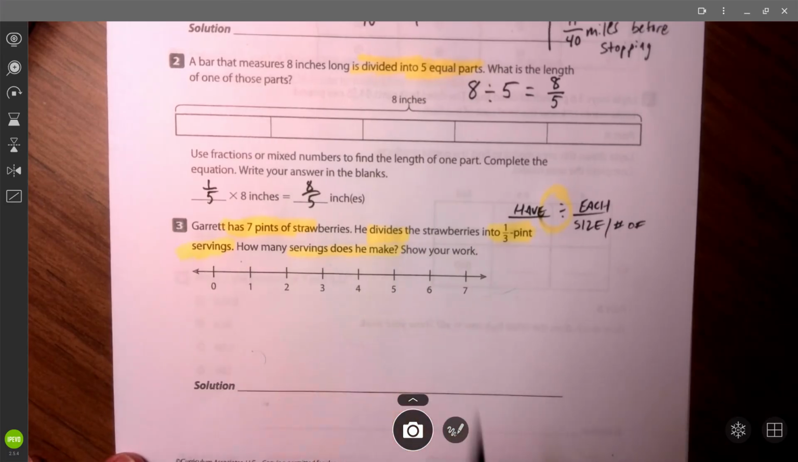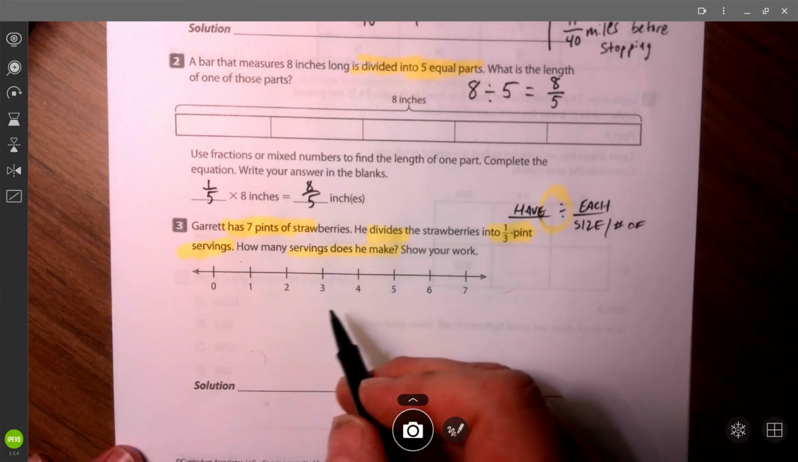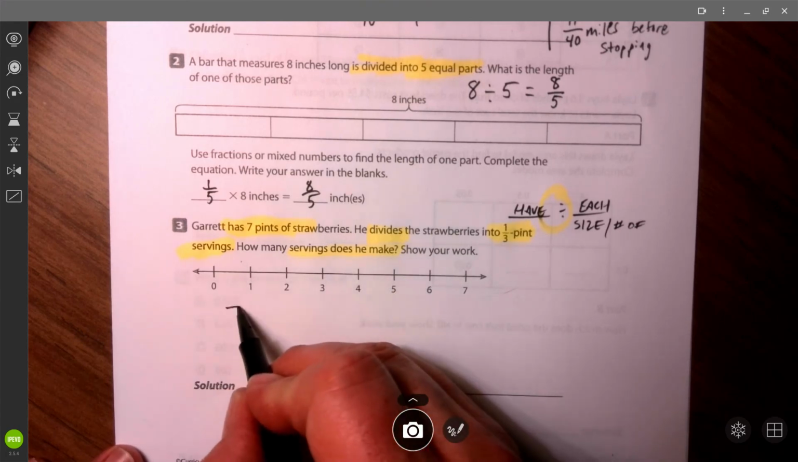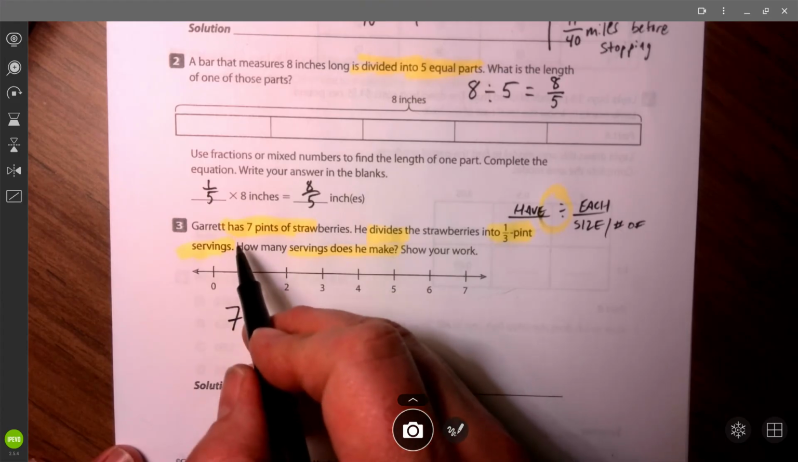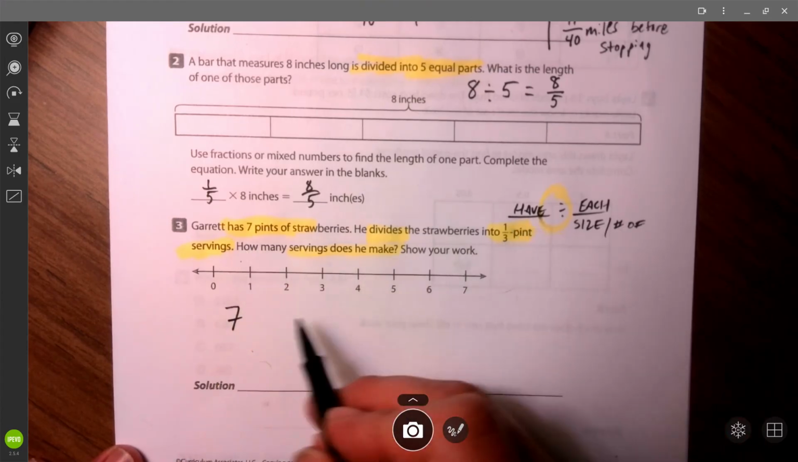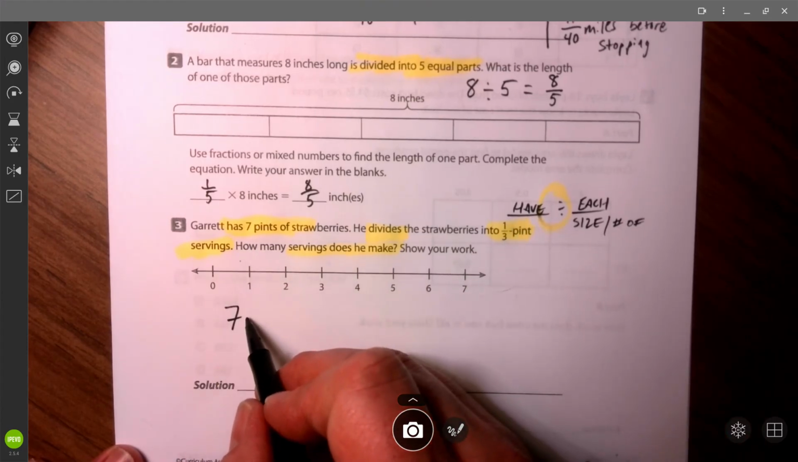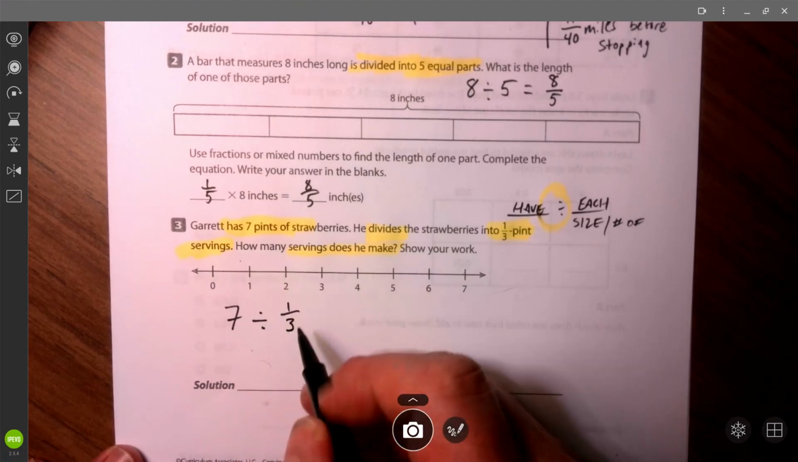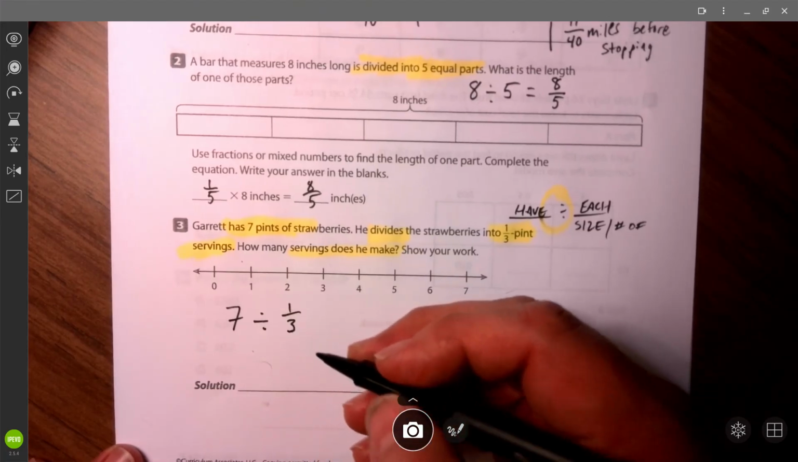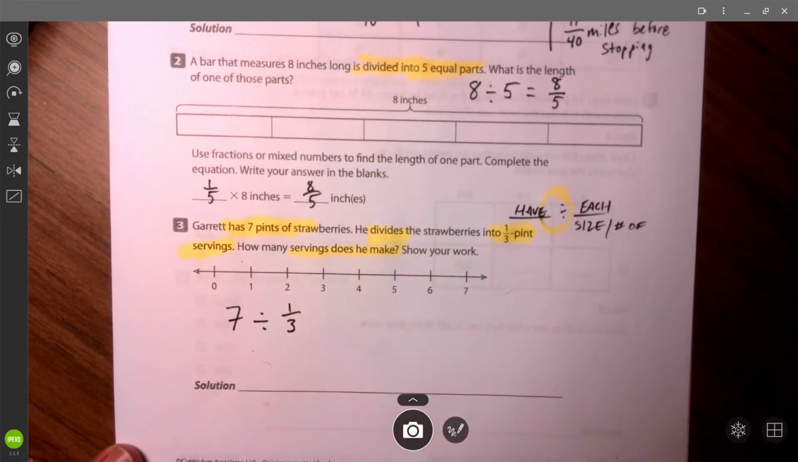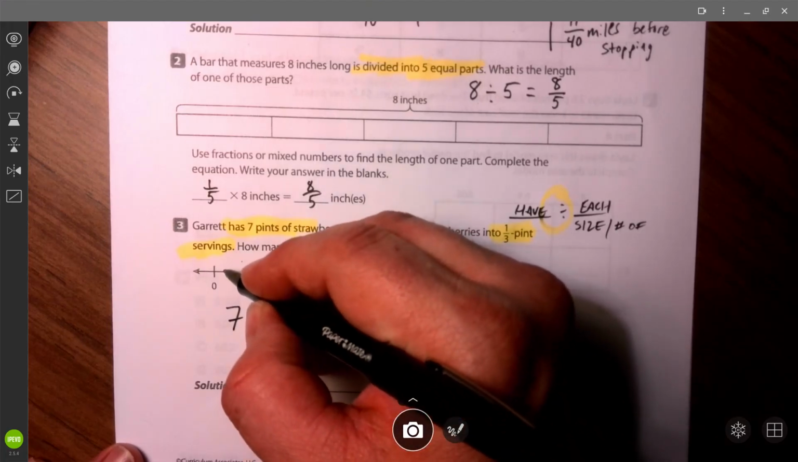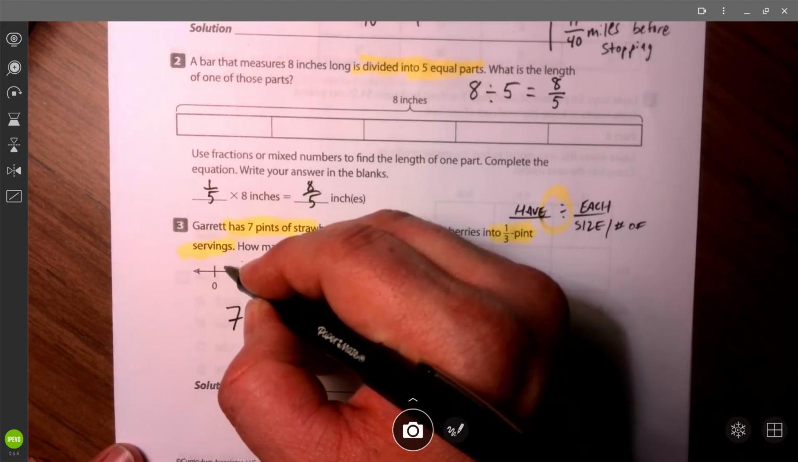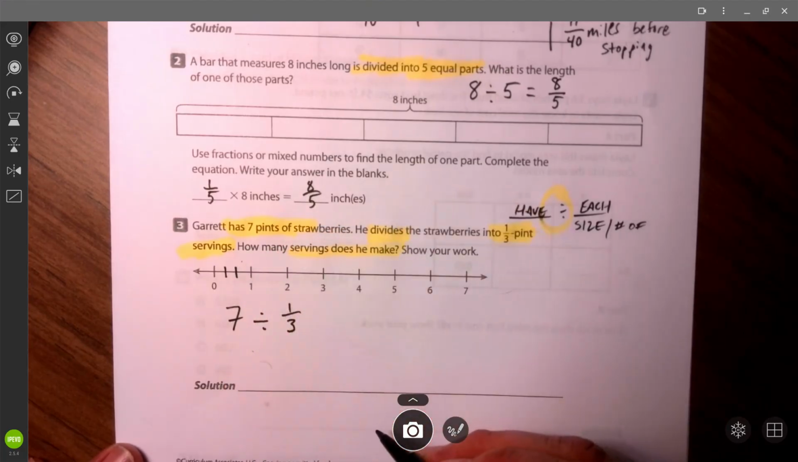So we've got to look at a division sentence here. It's going to be 7, he has it, so that means have, 7 pints of strawberries divided into third size groups. If we want, we can look at our number line here, and we can use it to show this.